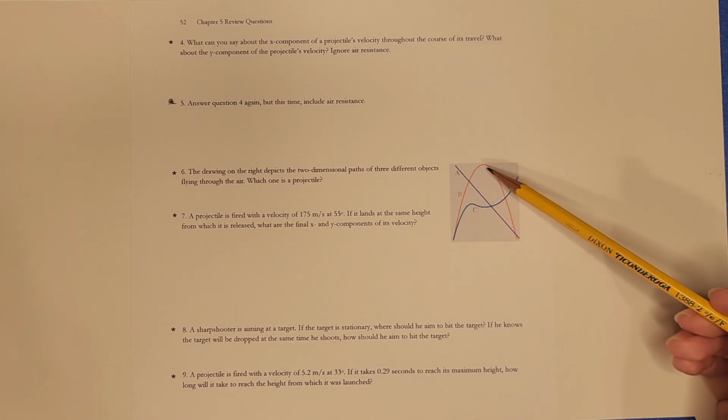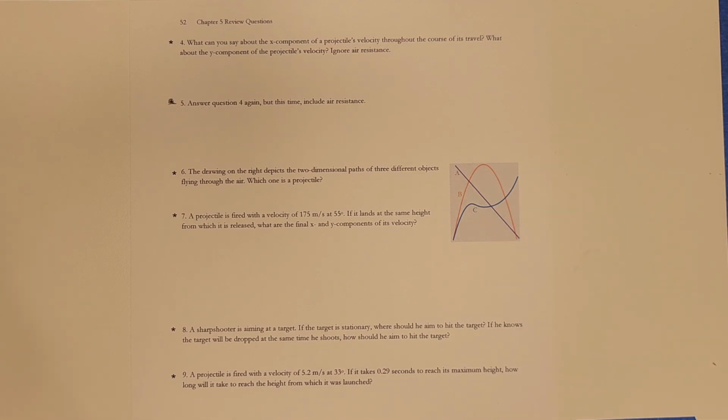For question 6, the drawing on the right depicts the two-dimensional paths of 3 different objects flying through the air. Which one is a projectile? And the answer here is that B is the projectile because it has this parabolic path. And projectiles are parabolas.